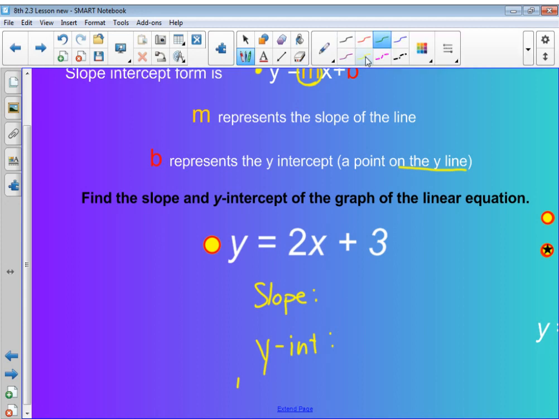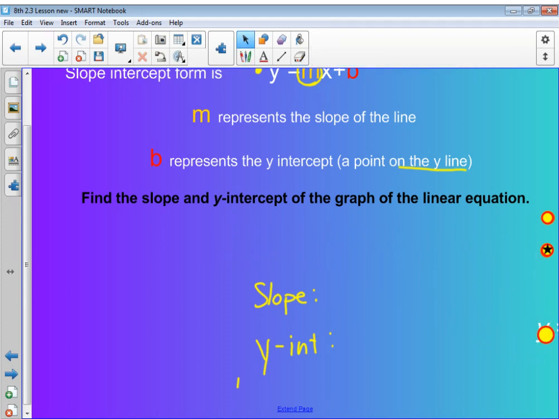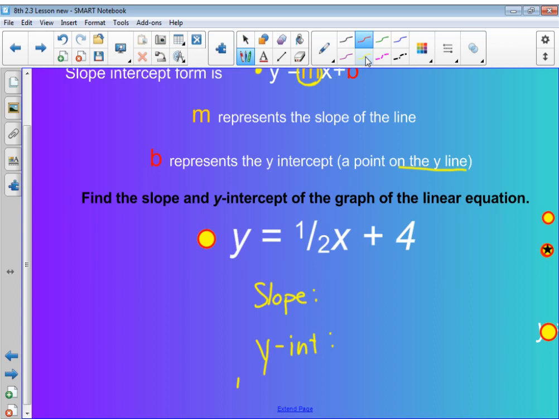Let's try another one. Okay. So our slope on this one is 1/2. And take note, I'm not writing the x next to that. The slope is just the 1/2. So my rise would be 1, and my run to the right would be 2 if I were graphing this out. My y-intercept is where it crosses the y line, or actually when we're graphing it, it is going to be my first step, which is positive 4.